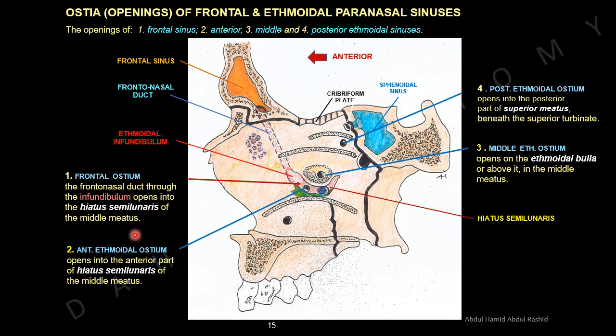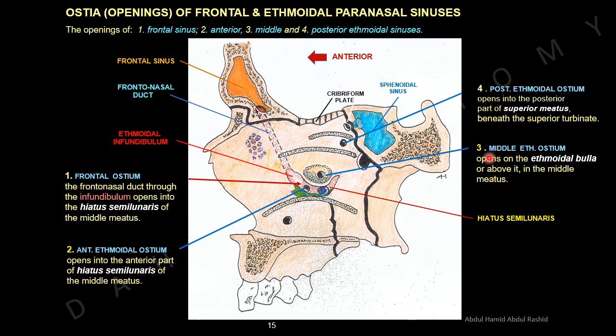Ethmoidal sinuses consist of three groups: anterior, middle and posterior ethmoidal sinuses. The ostium of the anterior ethmoidal sinus is at the anterior part of hiatus semilunaris. This is the one. Anterior part of hiatus semilunaris is where the anterior ethmoidal sinus opens. So this is the anterior ethmoidal ostium.